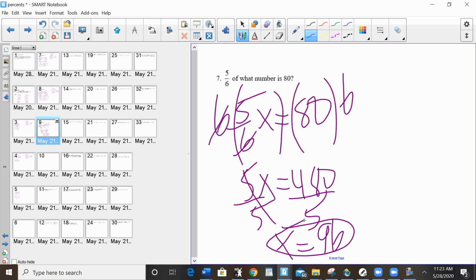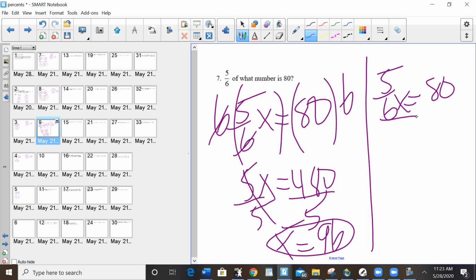Now, what you could have also done, you could have just divided by 5/6 and put that into your calculator. But again, if it's a non-calculator question, you have to know how to deal with fractions. You just multiply by the LCD. But yes, you could have divided both sides by 5/6. That will give you the answer.